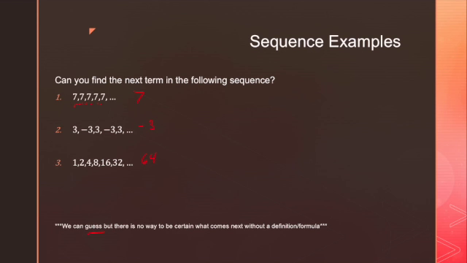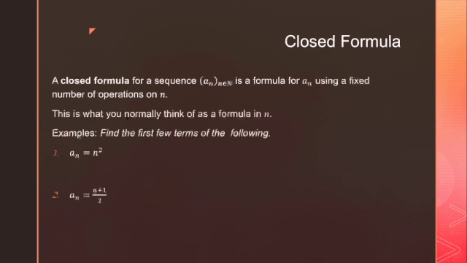A closed formula for a sequence is a formula using fixed operations on n. So this is what you'd normally think of as a formula in n. Let's find the first few terms of the following. If I have a sub 0, that'd be 0 squared, which is 0. A sub 1, that'd be 1 squared, which is 1. A sub 2, that'd be 2 squared, which is 4.